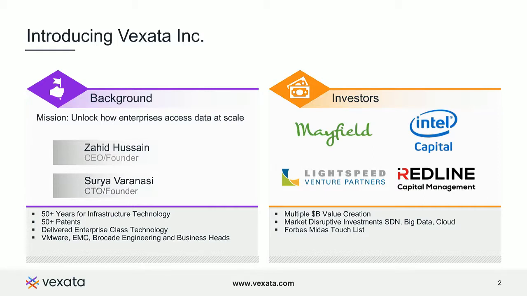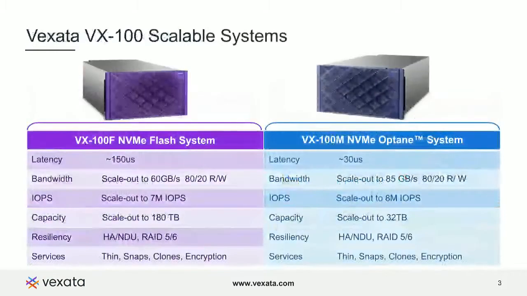They took this idea and architecture concept and presented it to leaders in the VC community, such as Lightspeed Ventures, Mayfield, and Intel Capital, as well as Redline Capital Management. These are companies with a background in creating multi-billion-dollar value by marketing disruptive technologies, taking investments around things such as big data, software-defined networking, and cloud. This is the opportunity to bring those same capabilities into storage, and that's really what Vexata is working to do.